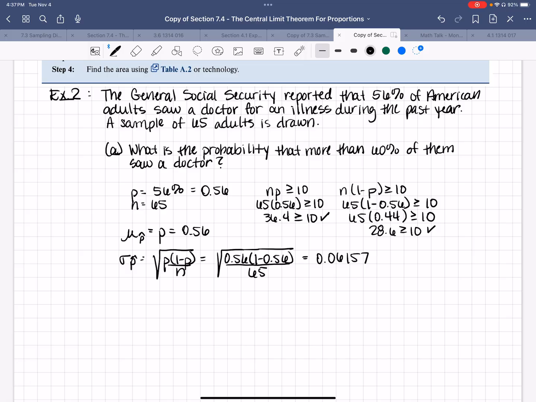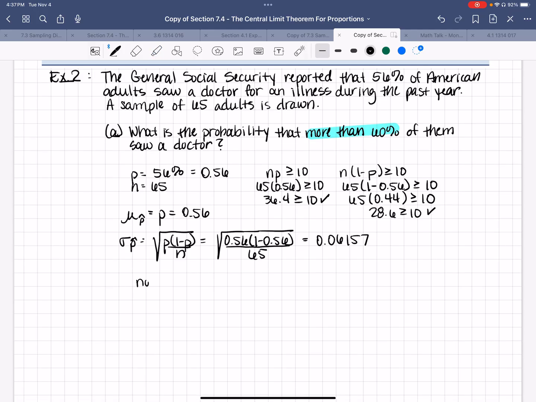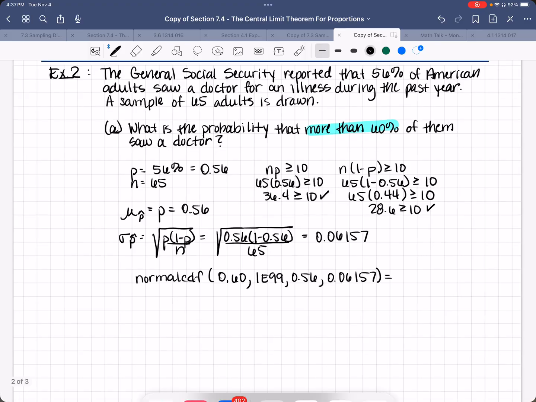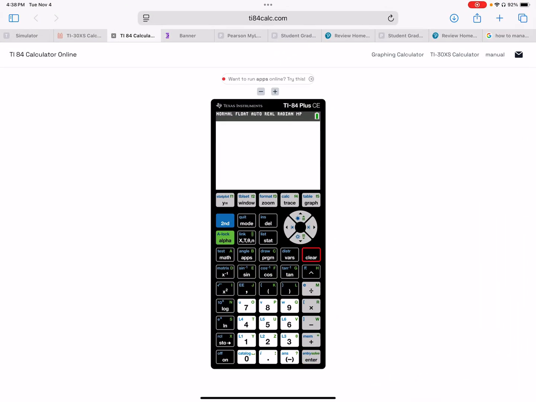It says, what is the probability that more than 60%? In my normal CDF, since it's more than 60%, that means my lower limit is that 60%. So that's 0.60. Remember, we have to use a decimal. Then my upper, because it's more than, is going to be 1E99. And then my mean comes next, which is 0.56. And then my standard deviation is 0.06157.